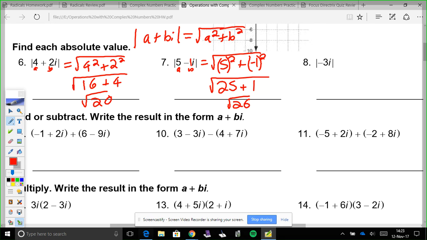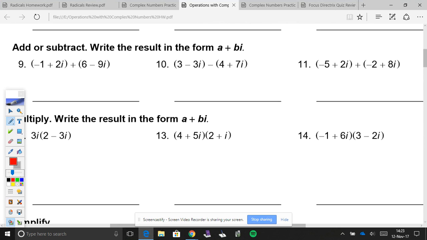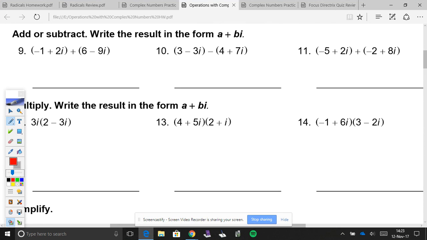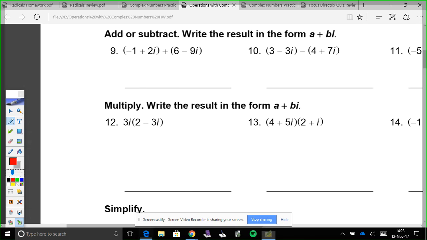Alright, 8 does not have a real term, but it's okay, just keep that formula in mind. That real number would just be 0. Now, for numbers 9, 10, and 11 here, when we're adding and subtracting, that's a key phrase here. Oh man, I gotta fix that.